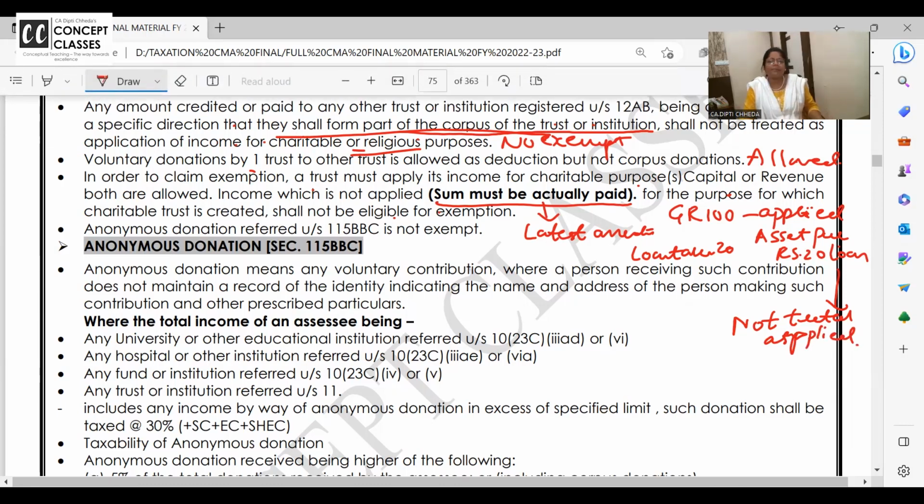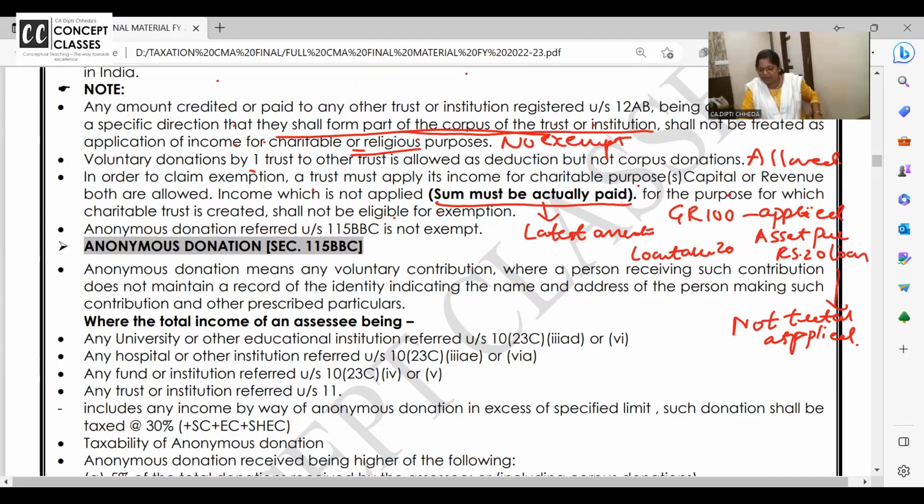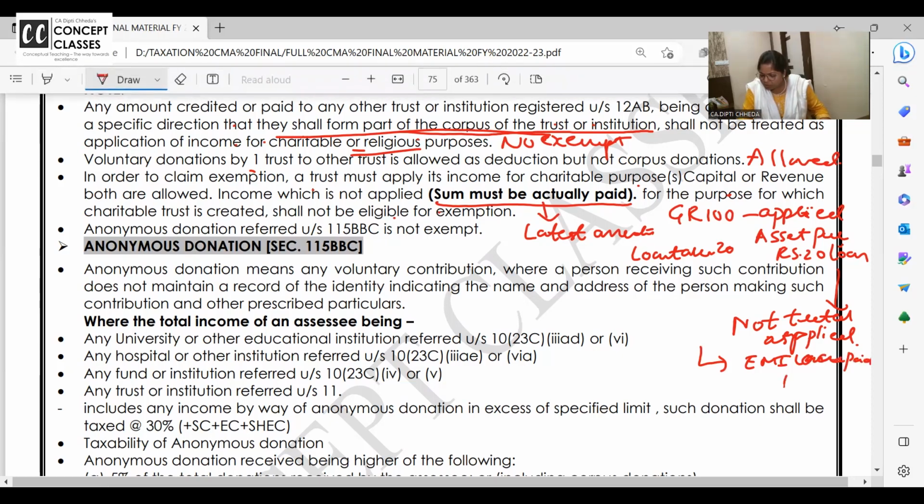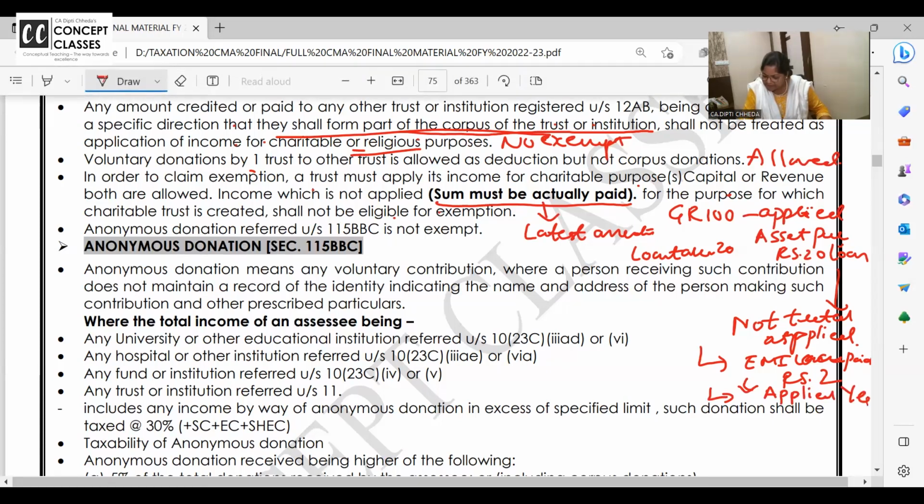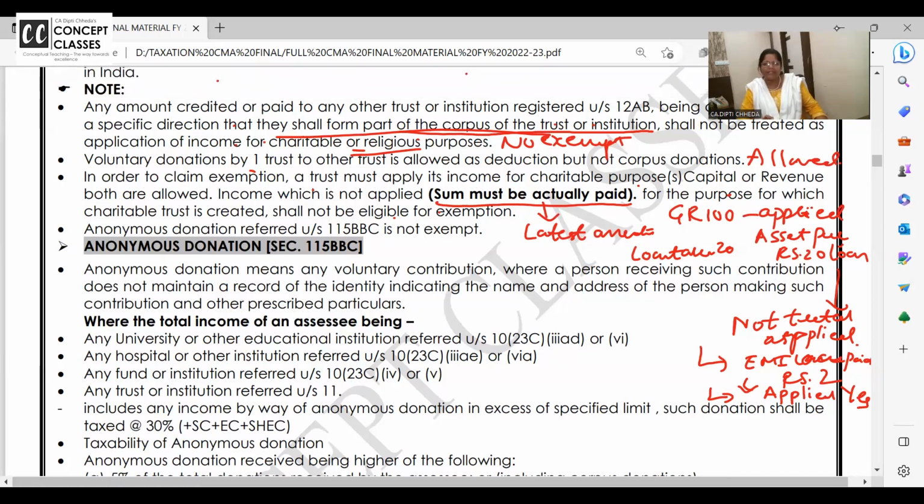Is my writing and example clear? If not, tell me, I'll go to the notebook and make it. Gross receipts of the trust is 100. You have taken a loan of 20 rupees. You have applied it to purchase the asset, purchase of 20 through loan, not treated as applied. But this year, EMI of the loan paid, rupees 2. Every year 2 rupees you will pay for 10 years. Now, is this treated as applied? Answer is yes. Are my examples clear?